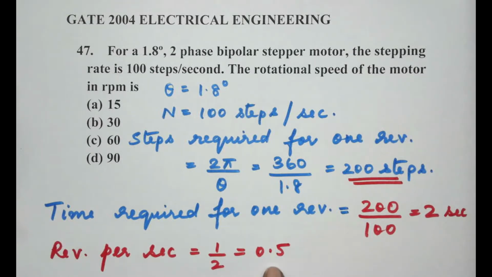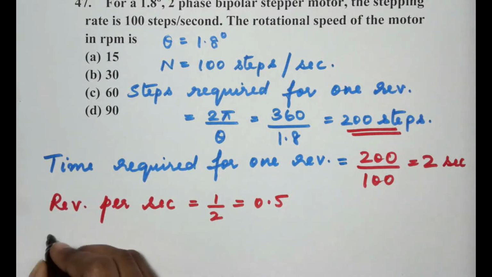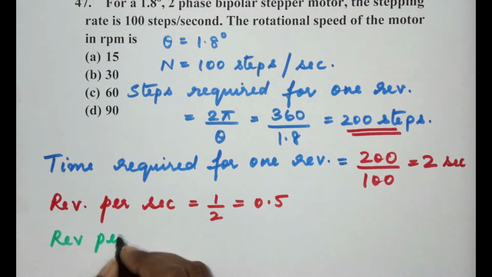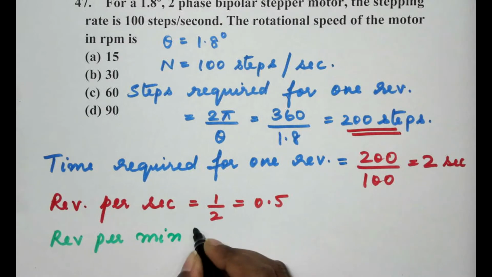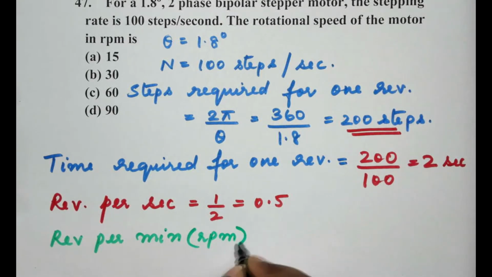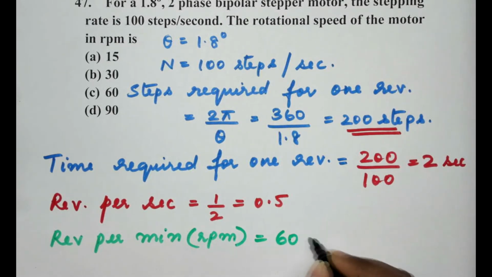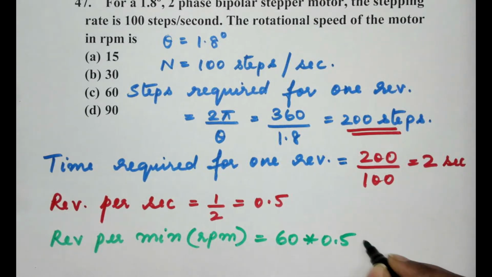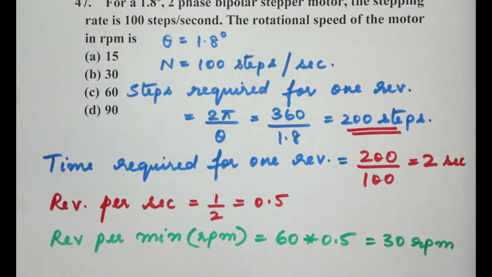Then what would be the revolutions per minute? 0.5 times 60 seconds, isn't it? So that would be the final step. Okay, so here the final step is revolutions per minute, which is nothing but RPM, and that would be 60 seconds times 0.5, and that gives us 30 RPM.